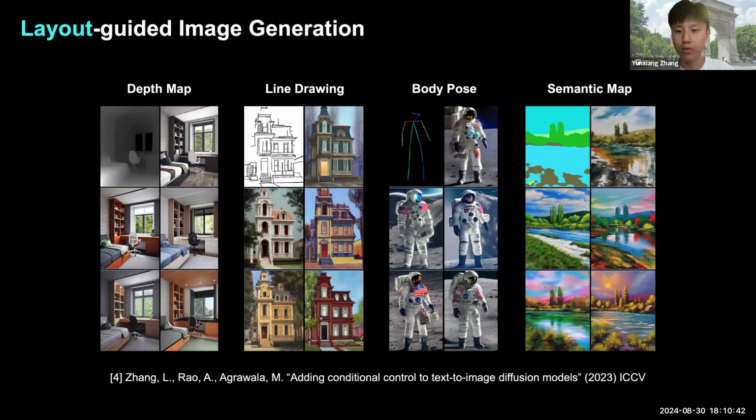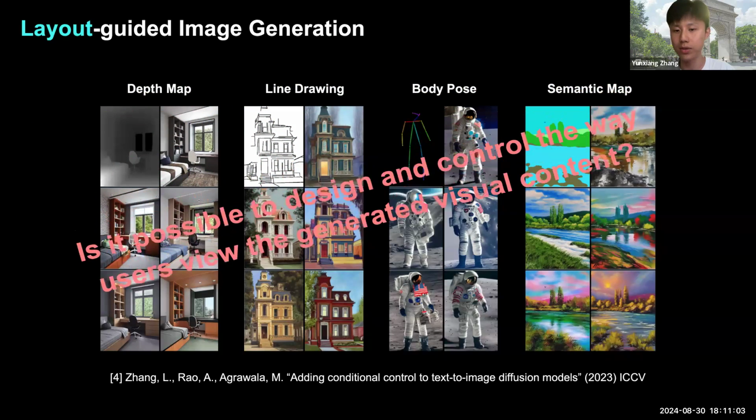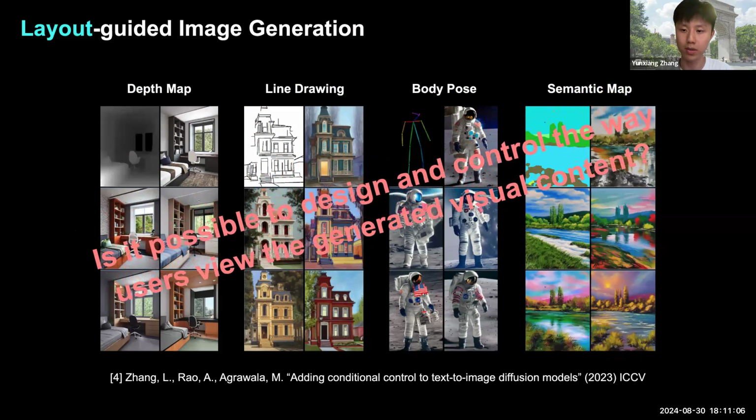This is all very cool and effective, but we're not just generating images for fun, right? Eventually, most of this generated visual content, if not all of them, will be consumed by human users. So here comes the question. Is it possible to know beforehand how the generated images would be viewed by the target users? Or maybe even better, could we design and control the way users would distribute their visual attention within the generated images before the generation even happens?